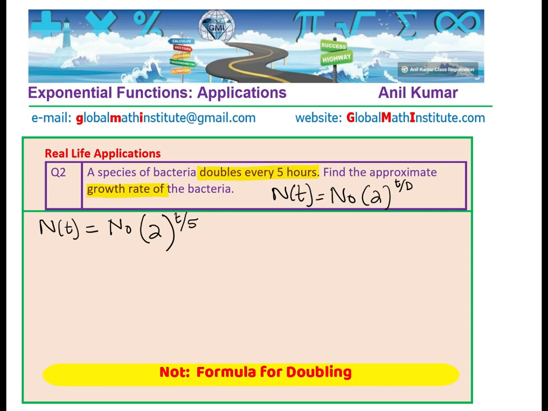So how do you find the growth rate, and what is growth rate? How are these two equations different? This is what we need to figure out. You get the idea, right?